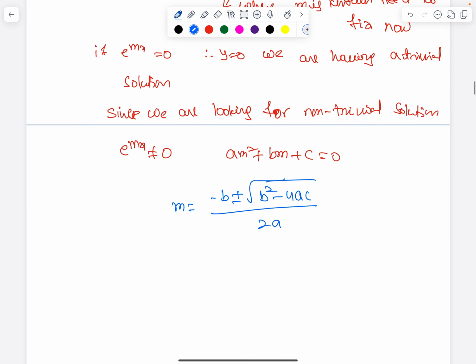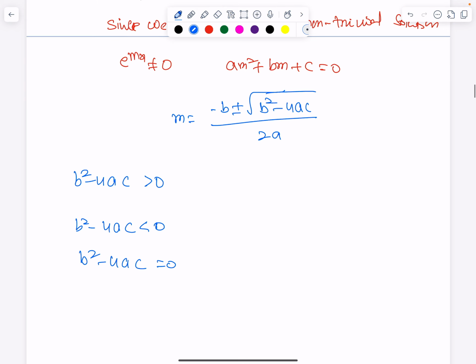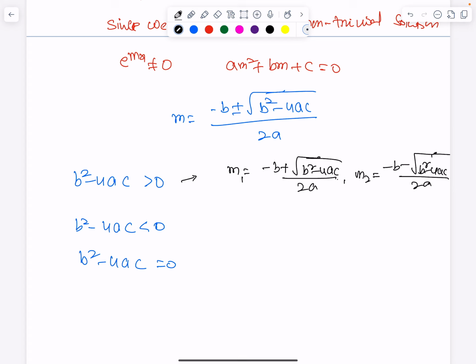What are the possible cases here? One is b square minus 4ac is greater than 0, another is b square minus 4ac is less than 0, and of course b square minus 4ac is equal to 0. There are 3 cases possible. When this is greater than 0, m1 is minus b plus square root of b square minus 4ac by 2a, the first root, and m2 is equal to minus b minus square root of b square minus 4ac by 2a, the second root.